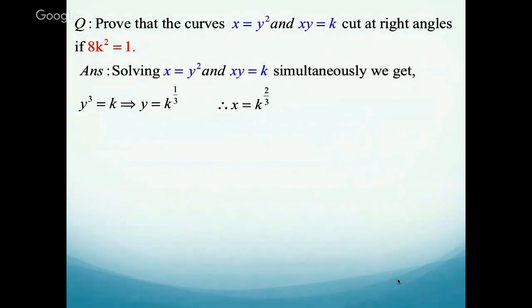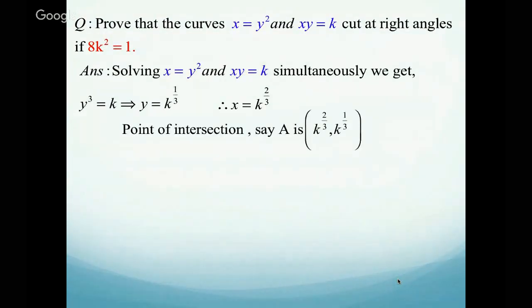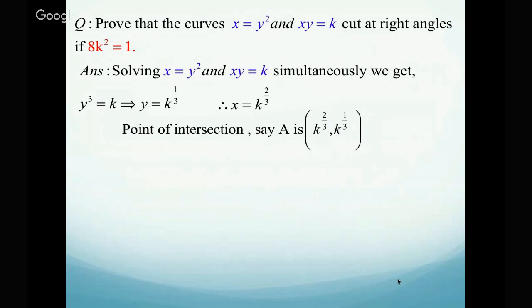So the point of intersection, let's call it A, is k to the power 2 by 3, comma, k to the power 1 by 3. So this is the point at which, if I know the equation of the tangent to the first curve and the tangent to the second curve, then we are good to go and find this angle. At the same time, do I really need to form the equations of the tangents? Or to find the angle between two lines, if we know the slope of the two lines, would that be adequate?